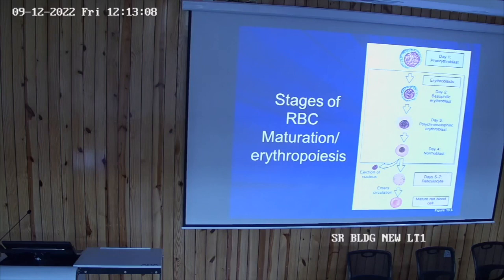But when it is entering into the circulation, at what stage is it entering? It is entering at an immediate immature stage of erythrocyte, that is known as reticulocyte. At which stage is it entering the circulation? At the reticulocyte stage. And what is a reticulocyte? It is an immediate immature stage of erythrocyte.